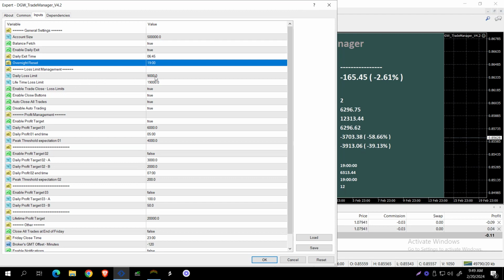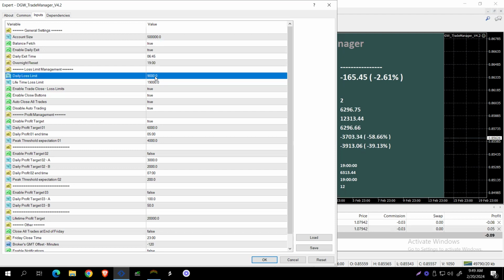Now, this part, loss limit management. What the loss limit management does is this.